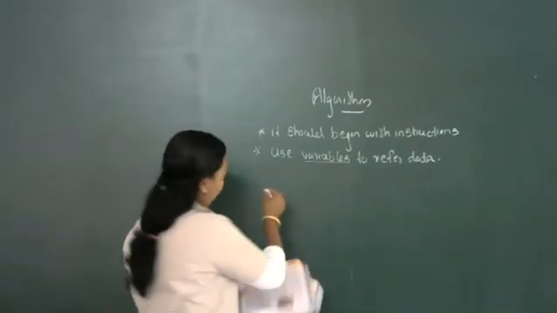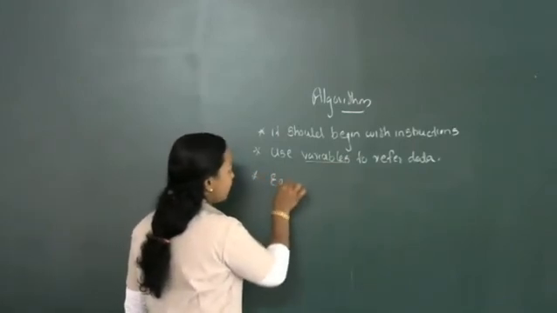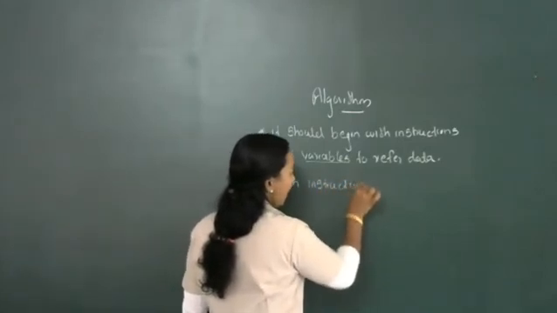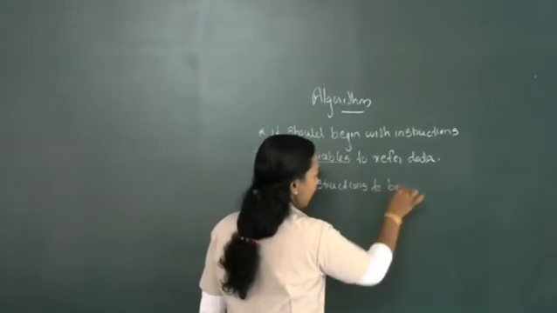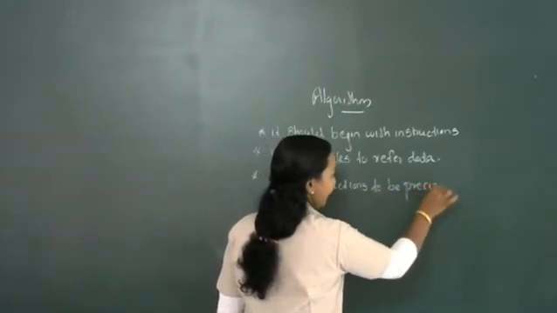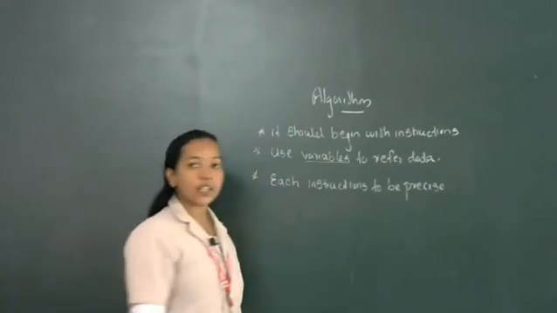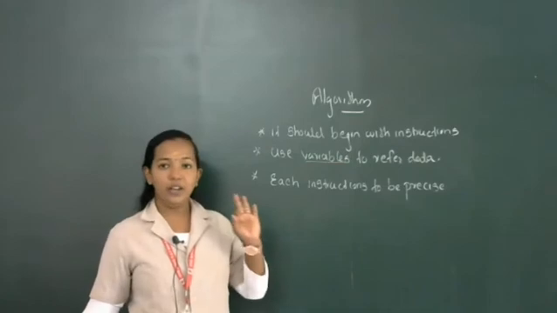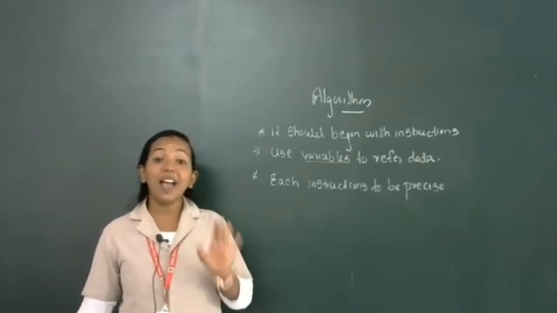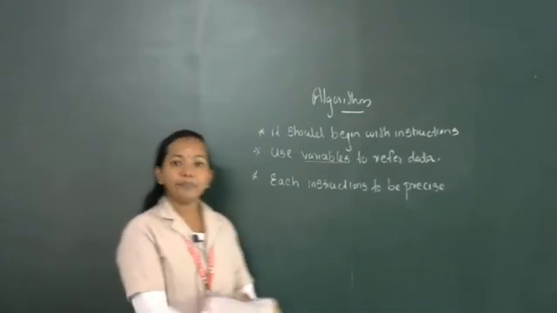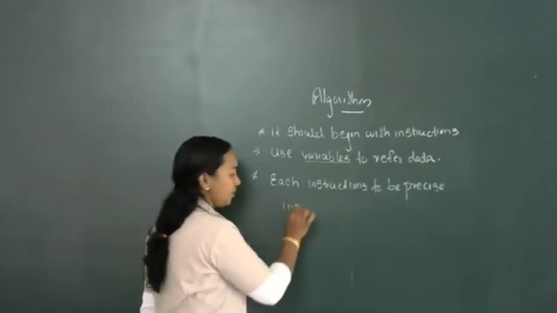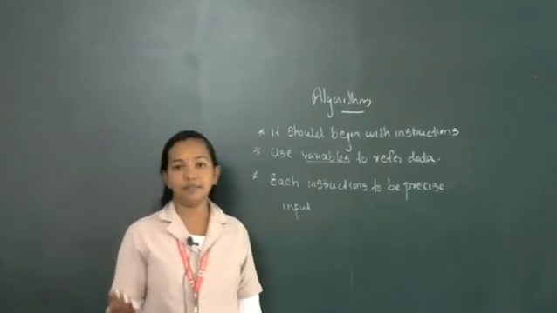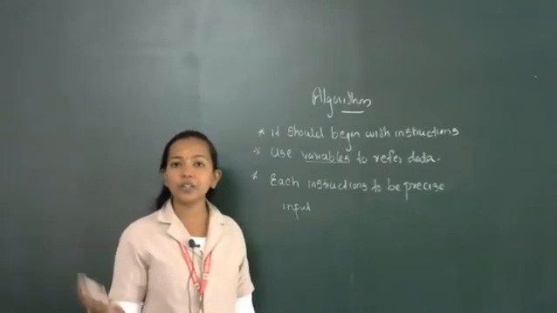Then the third one: each instruction should be precise. Each instruction to be precise means each instruction should be simple and correct, that means simple and accurate. For example, we can write input. What does this input indicate? This is a command. That means we are going to input values to the computer.